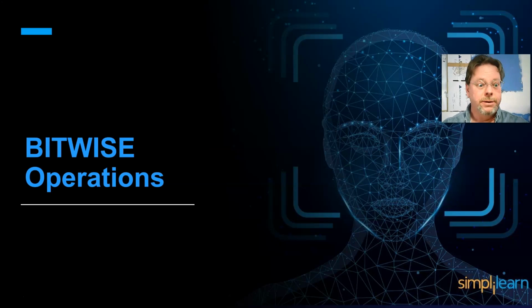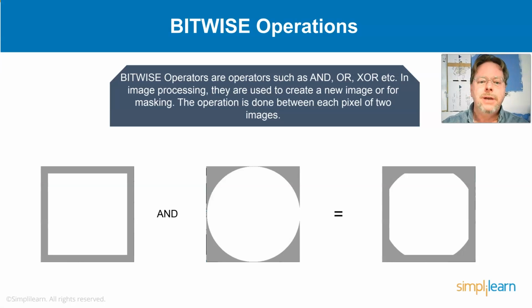And then there's bitwise operations. Bitwise operations are the and, or, xor, etc. in image processing. They are used to create a new image or for masking. And we'll glance at masking, but masking is huge. So when we get into the code, we'll talk a little bit more about masking. I'll probably offshoot for a minute on that.